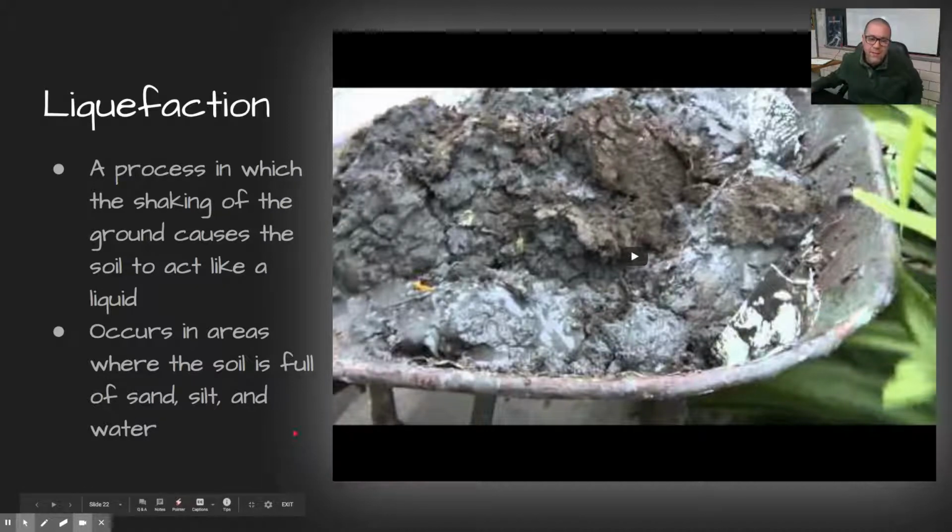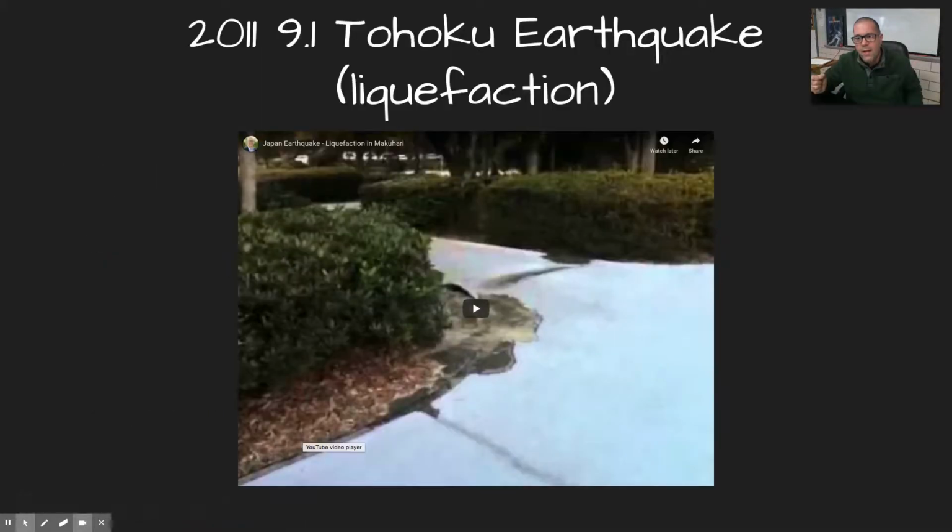Now, liquefaction also was a problem in Japan in 2011. Okay? And I'm going to show you a short video here in an area that was built over Tokyo Bay. So another area where we had soil that has a high water content and it's quite sandy. So watch this one.